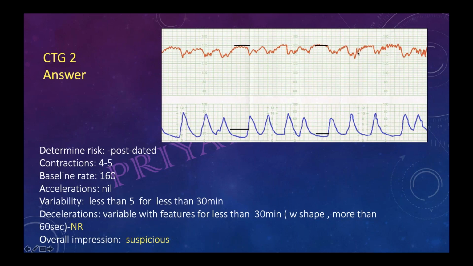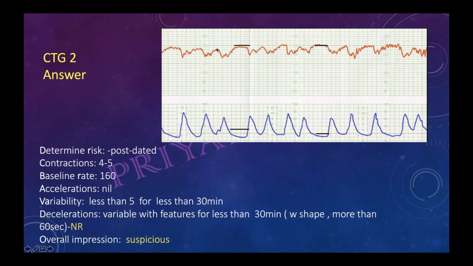But it is less than 30 minutes. Okay. Ma'am, how will you calculate the variability? So actually you joined class late? Yes. So we take this, then we put one line here and one line here.